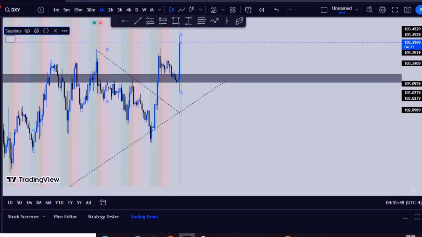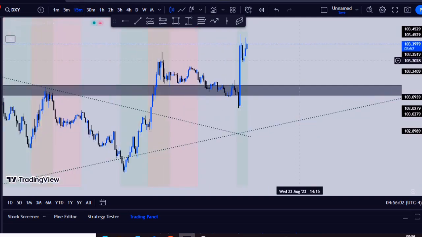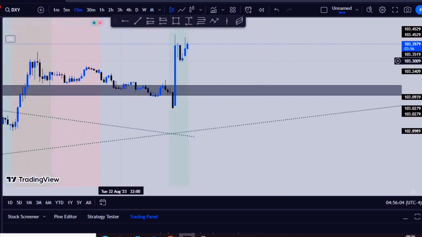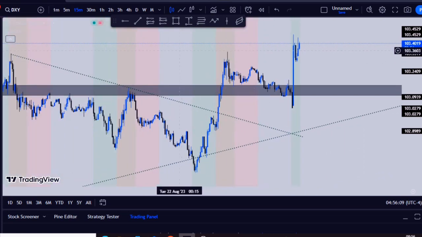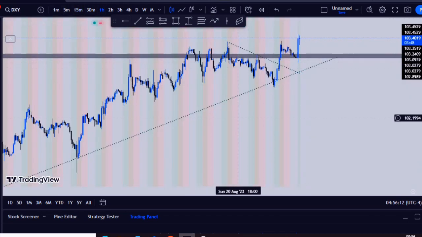This is the DXY. The DXY is the dollar index. You just go to TradingView and type DXY, US dollar index. Right now we are to be trading only the green session. If you can see my chart very well, this is the London session. So come to your 1 hour.